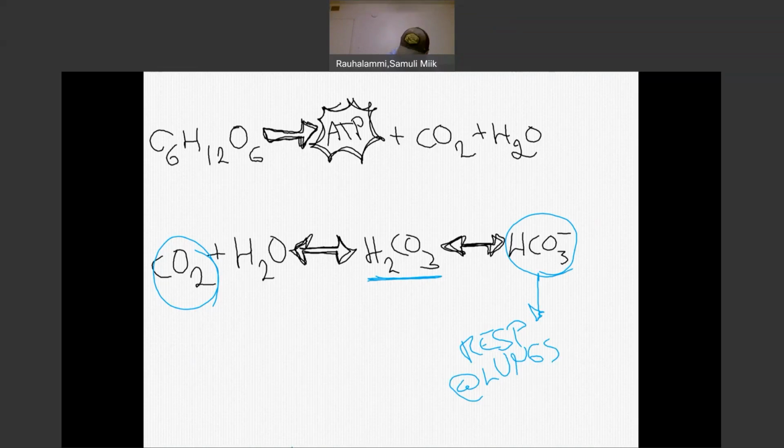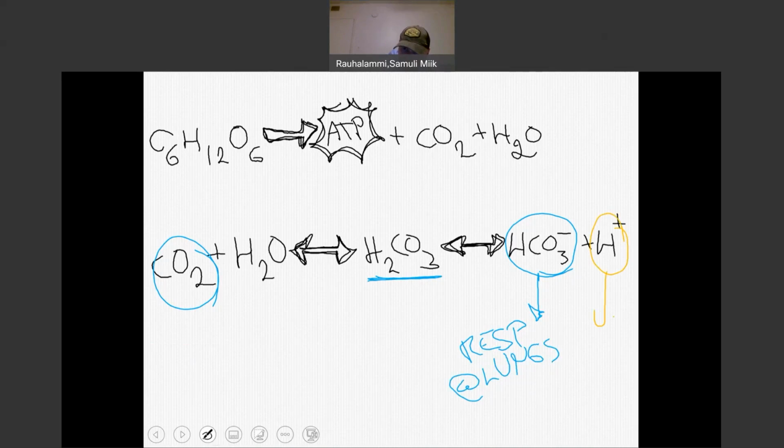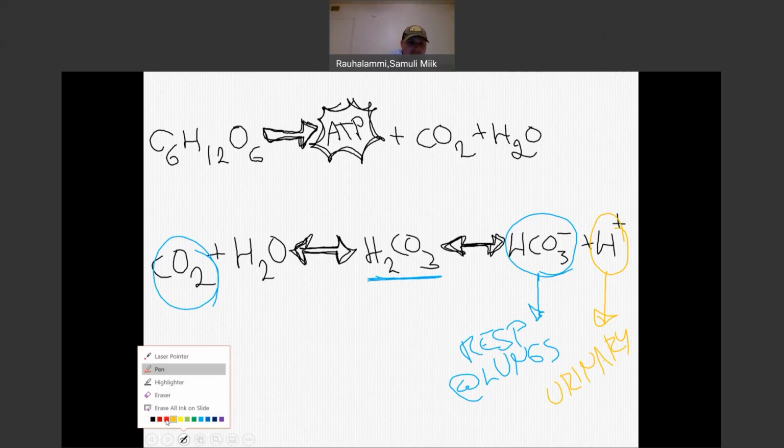We still have to deal with, once we convert carbonic acid into bicarbonate, we are left with hydrogen ions. So how do we get rid of those hydrogen ions? And this is where our urinary system will step in. So you'll see how all of these systems are connected to each other. This is really all that your body does.